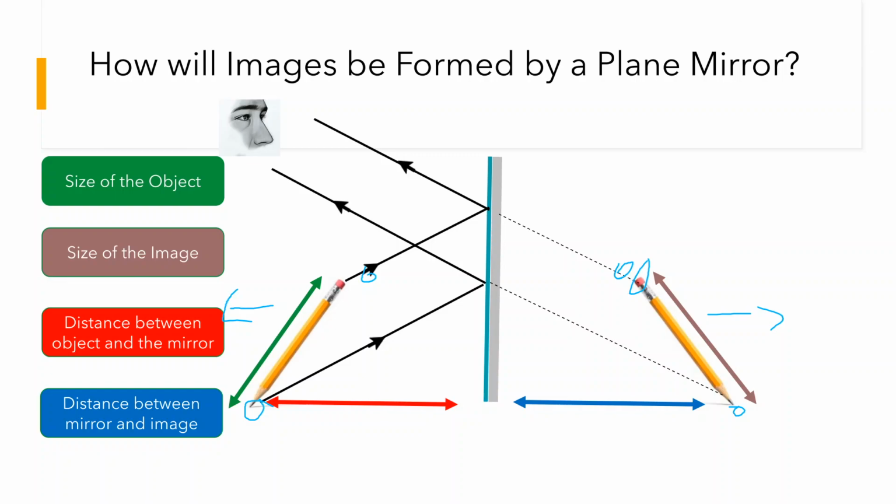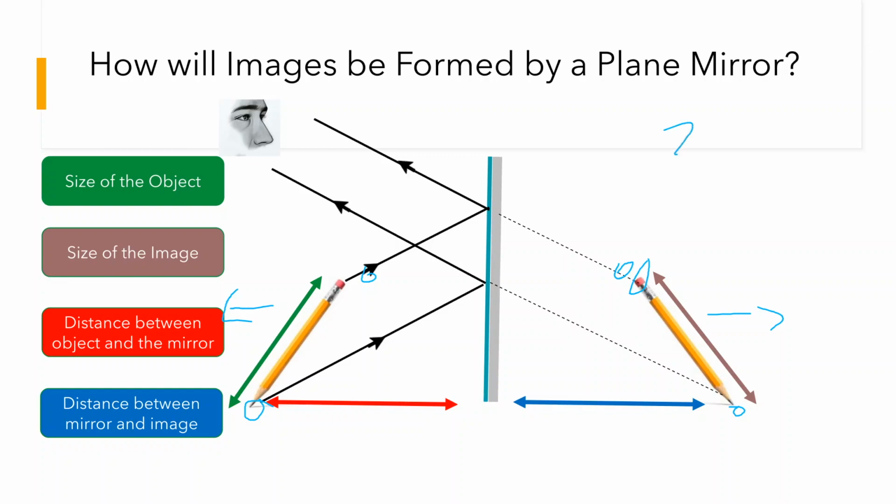The left and right sides of the object are interchanged in the image. This is known as lateral inversion. So the interchange of the left and right sides of the object in the image is called lateral inversion.